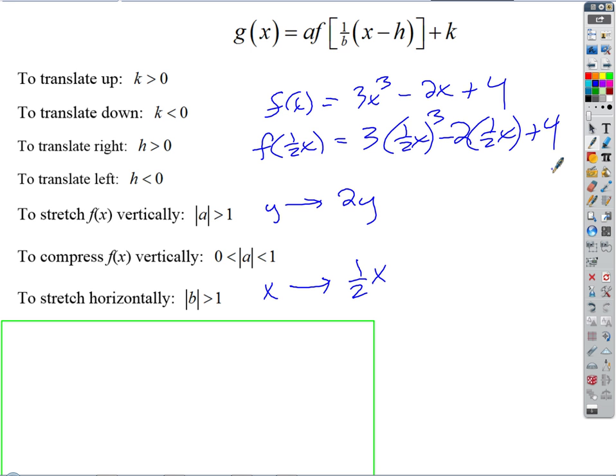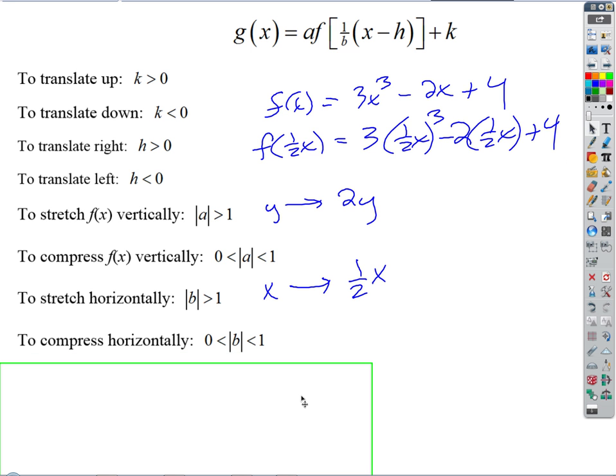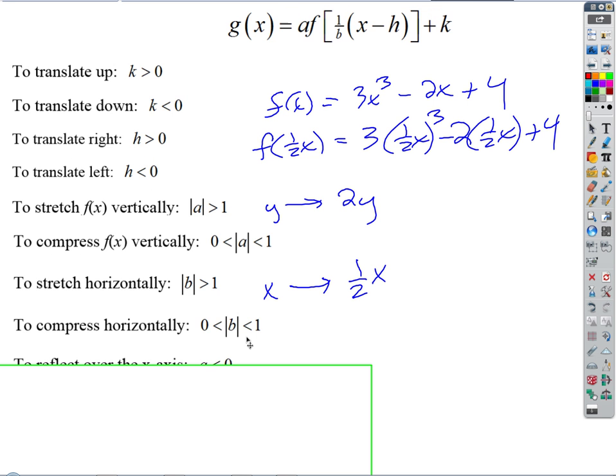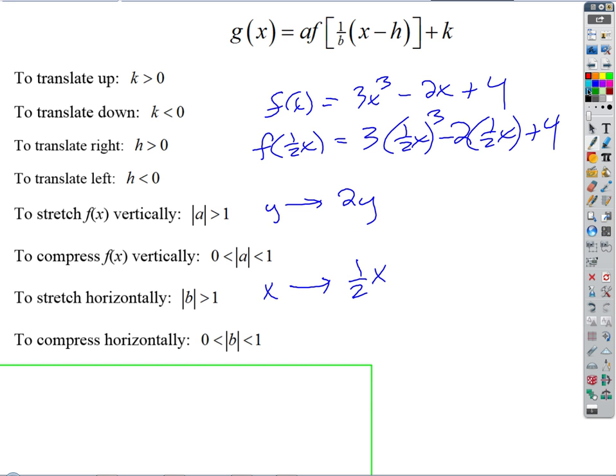What if I wanted to compress horizontally by a factor of 3? What would I replace all the x's with then? Yeah, good. All the x's would just get replaced with 3x, if I want to compress by a factor of 3, right? 1 over 1/3. Okay?